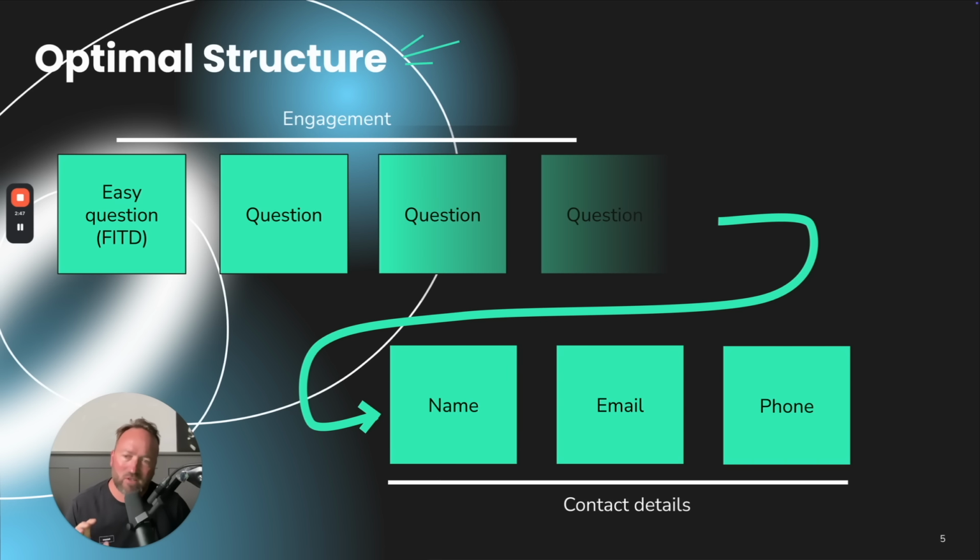You've got a series of engagement questions at the beginning, and the first one is called a FITD. I'm going to come on to that in a second. But you have a series of engagement questions. That's typically 3 to 5, but depending on what the product or service is, it could be more than that. It's always good for it to be at least 3, I think.